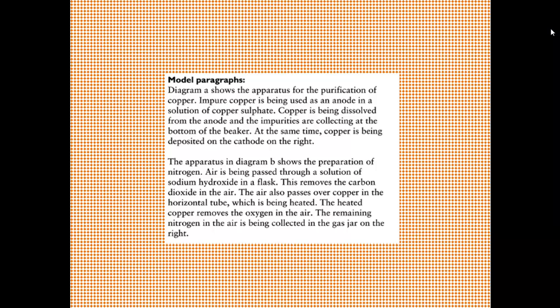The apparatus in diagram number B shows the preparation of nitrogen. Air is being passed through solution of sodium hydroxide in a flask. This removes the carbon dioxide in the air. The air also passes over copper in the horizontal tube, which is being heated. The heated copper removes the oxygen in the air. The remaining nitrogen in the air is being collected in the gas jar on the right.